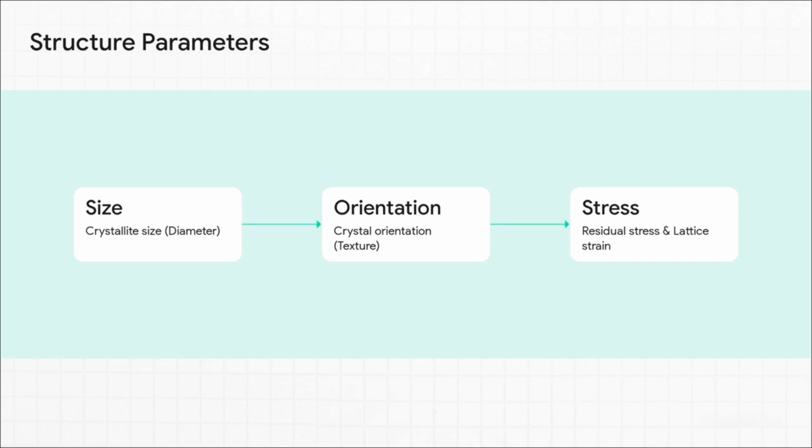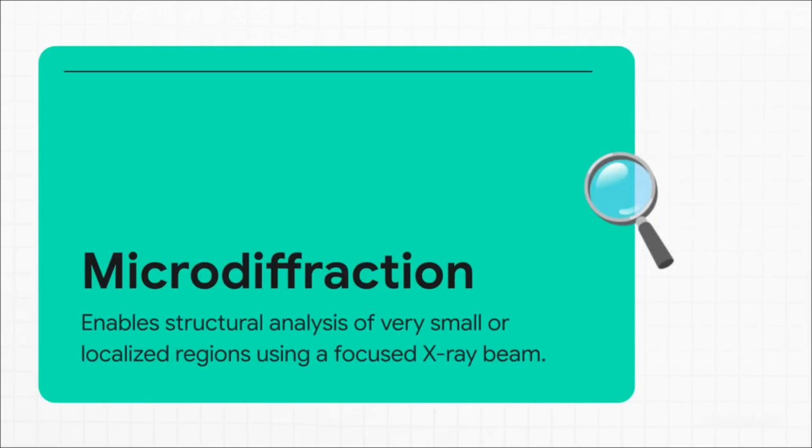Decoding these three specific parameters is exactly how we understand the deepest physical properties of a material. Things like its overall strength, durability, and flexibility. Sometimes, though, we don't really care about the whole material. Sometimes a tiny microscopic flaw is all it takes to ruin the whole shebang, and that's where microdiffraction really shines.